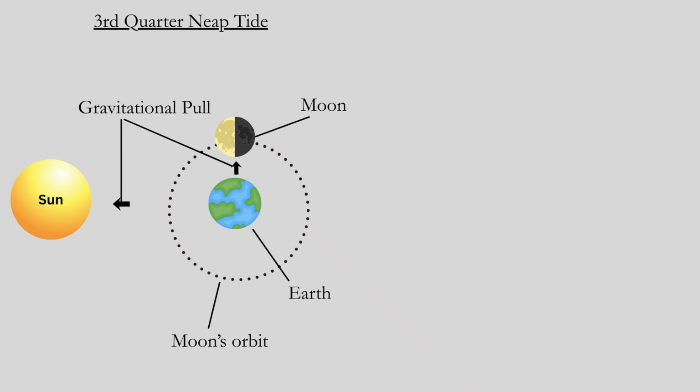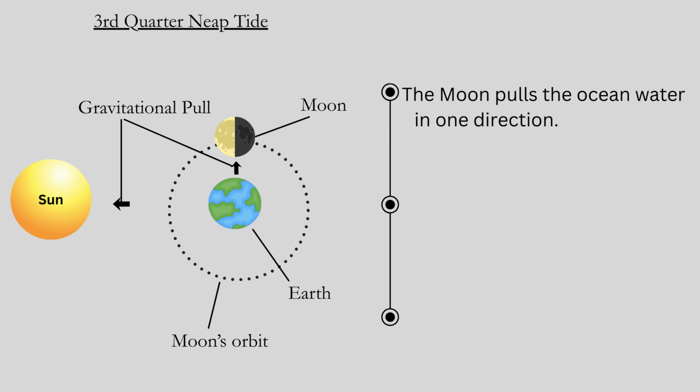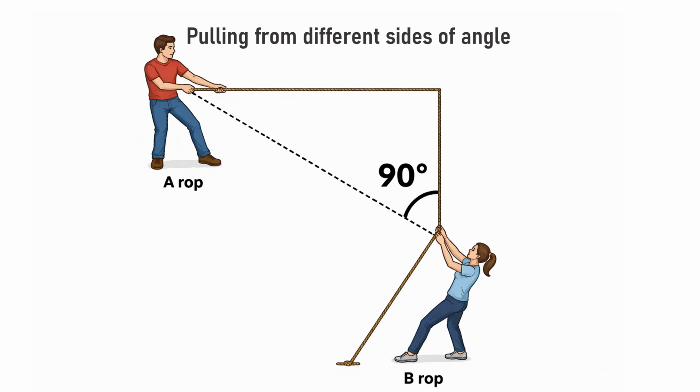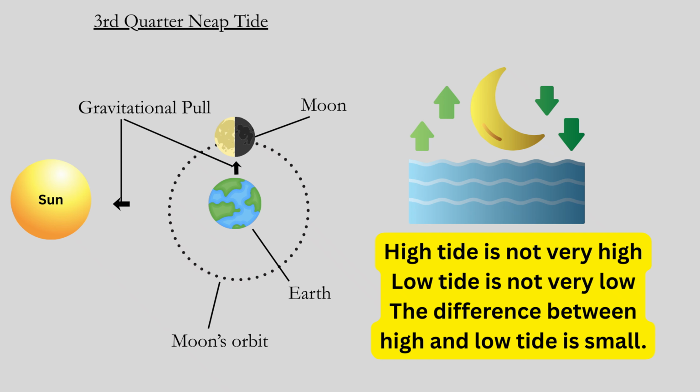Now, a third quarter neap tide. It happens when the moon and the sun are at a right angle to the earth, just like in the first quarter phase. The moon pulls ocean water in one direction and the sun pulls in a different direction. Their pulls partially cancel each other, so the tides are weaker. Like the previous image, two people pulling a rope at an angle, the rope does not stretch much. So high tide is not very high and low tide is not very low. The difference between high and low tide is small.